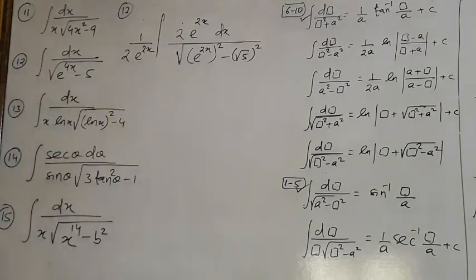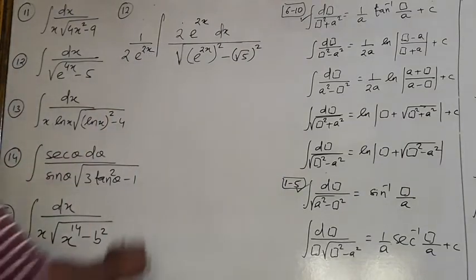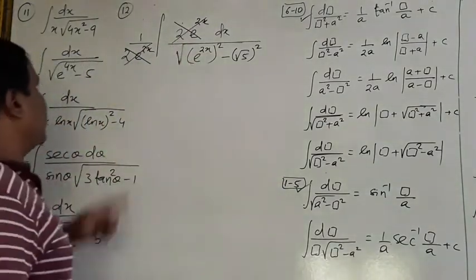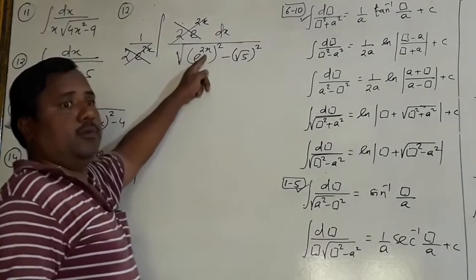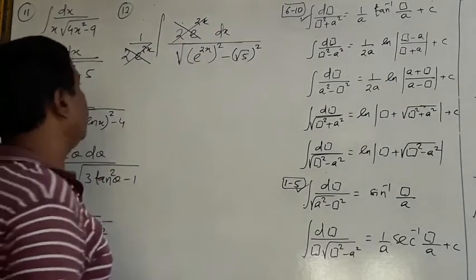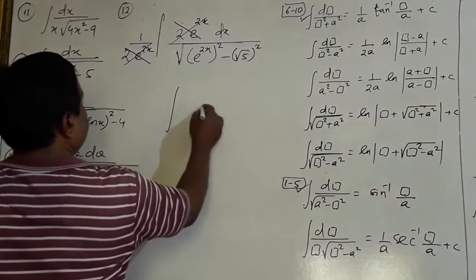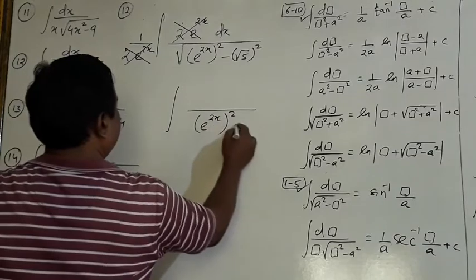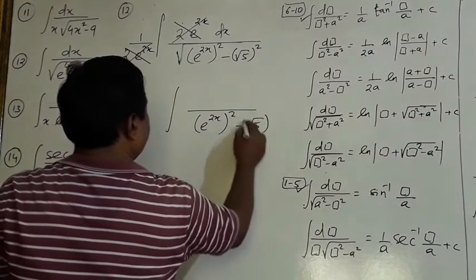Is it correct? Absolutely it is wrong. Why is it wrong? Tell me. Because here x is a variable. Don't take the variable outside. So what do you have to do here? So e to the power 2x whole square minus root 5 square.